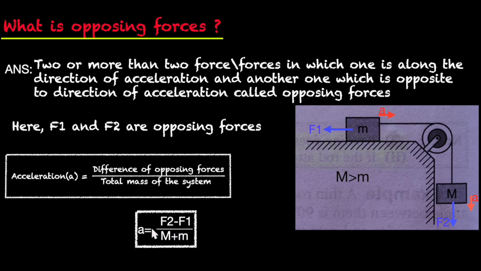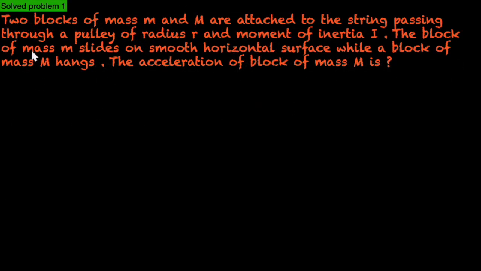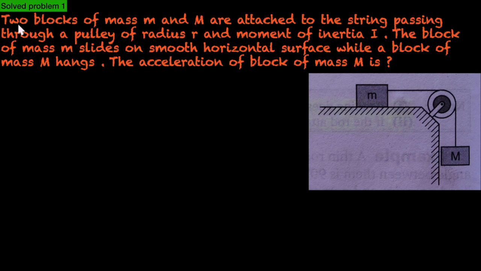Now let's see a solved problem. The problem is: two blocks of mass small m and capital M are attached to a string passing through a pulley of radius r and moment of inertia I. Here you can see the two blocks, one with mass small m and another with mass capital M, attached to a string which is connected to a pulley that has some radius r and moment of inertia I.